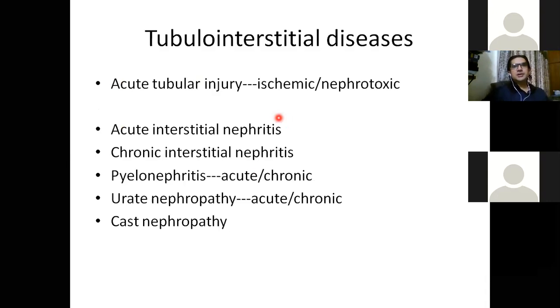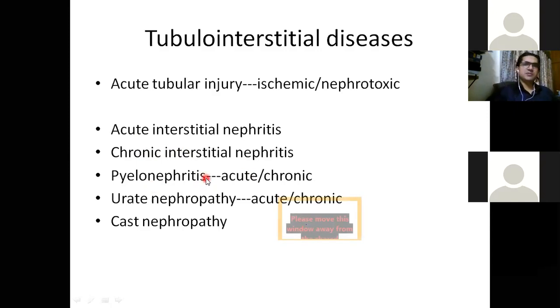Okay, so the list of the diseases in tubulointerstitial diseases are, as I told you, acute tubular injury, number one, right? And then acute interstitial nephritis and chronic interstitial nephritis, right? Then pyelonephritis, both acute pyelonephritis and chronic pyelonephritis, will also be included in this category, right? And then acute urate nephropathy, chronic urate nephropathy, and then past nephropathy, right?